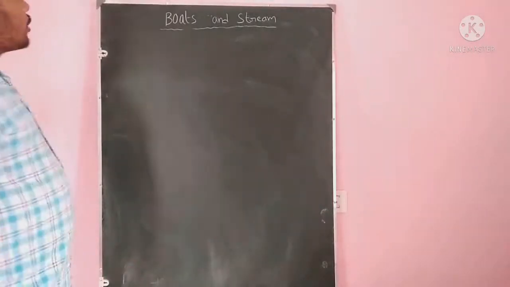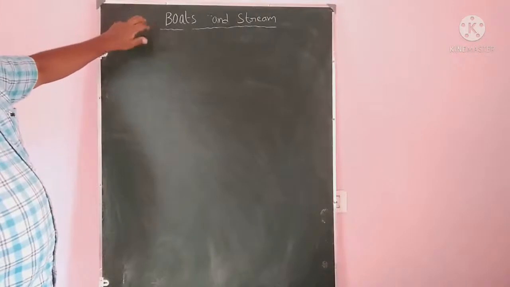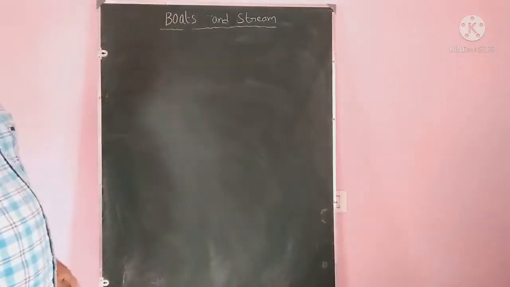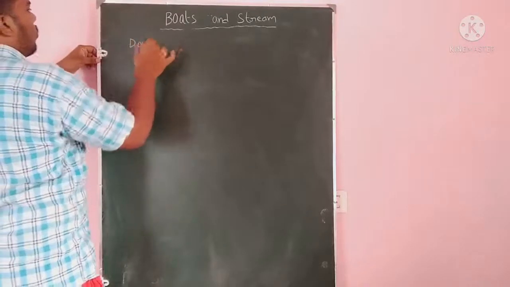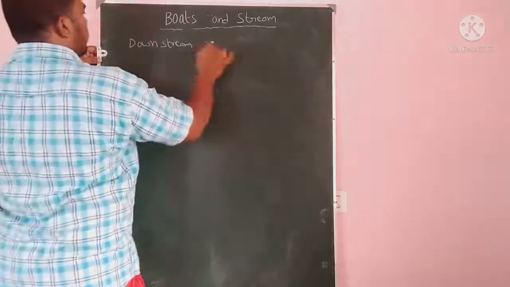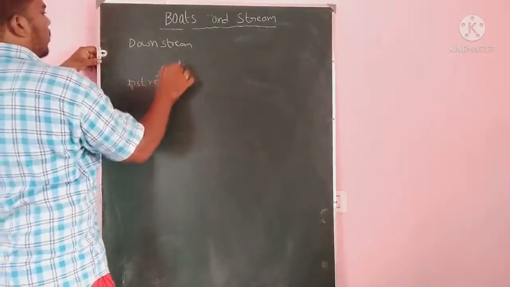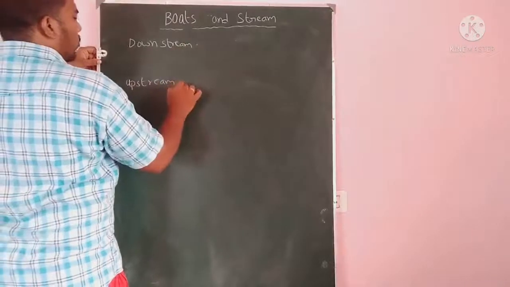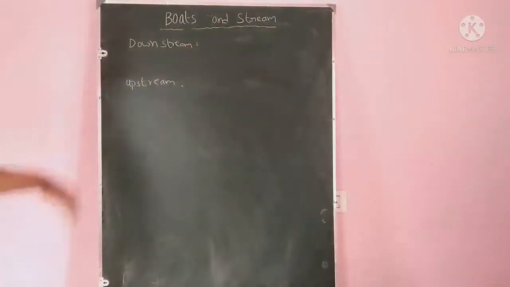Students, before going to discuss second question in exercise 3.6, you should know some concepts regarding boats and stream. Here mainly you will hear the words downstream and upstream. These two words you will see often. Though we have only one problem in the exercise, this type of problem is very important, and you can expect this type in competitive exams also.